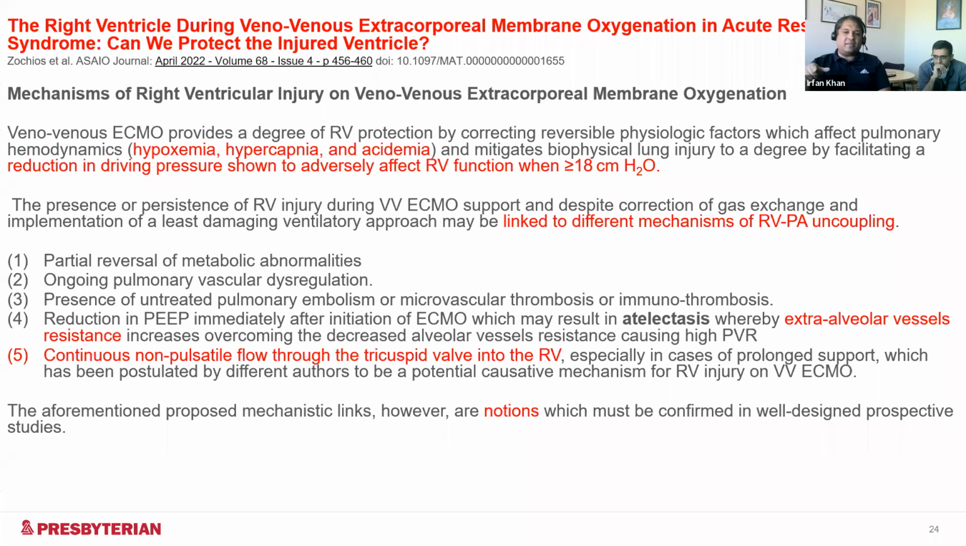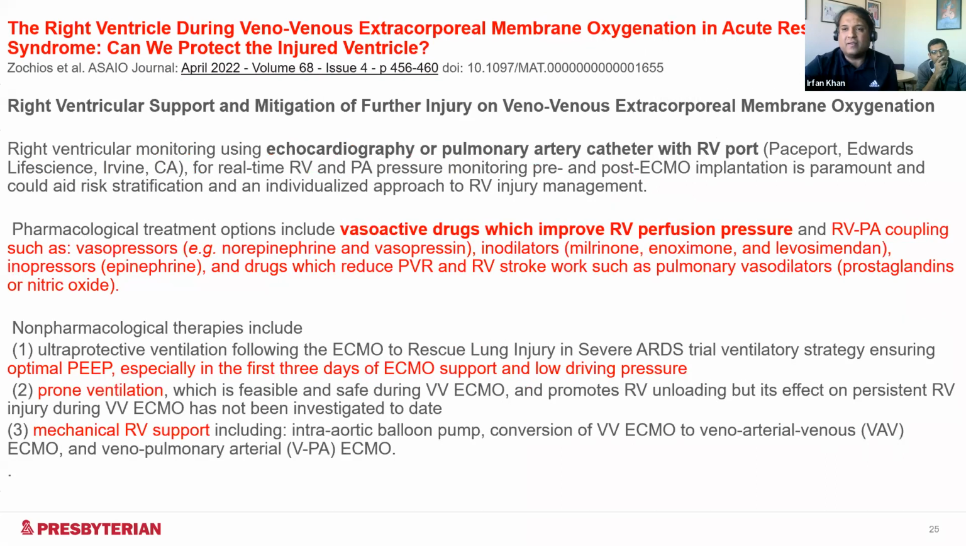The other component is a continuous non-pulsatile flow through the tricuspid valve into the right ventricle. This has been postulated to be one of the more important potential causative mechanisms. All these are notions from experts around the world. We just need more research. I just needed to introduce this so we know that there's a lot more to learn about this.